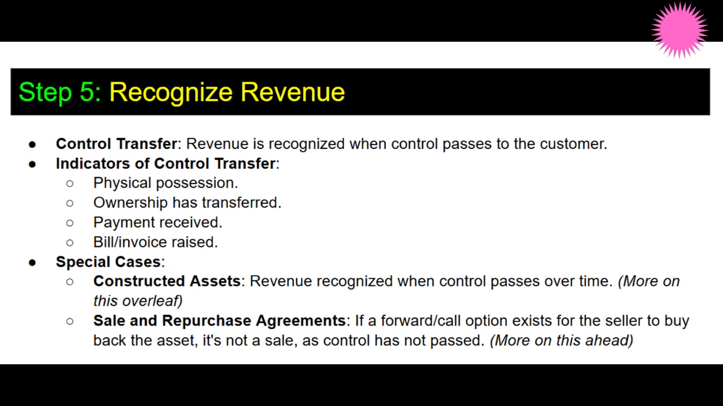So like a construction project where control is transferred gradually, revenue is recognized over time. But if it's a product you buy off the shelf, bam, revenue recognized all at once. Perfect example. And IFRS 15 provides indicators to help companies make that call. Things like physical possession, transfer of legal title, when payment is received. It's all about pinpointing that moment of control transfer. So even the timing of revenue recognition can have a big impact on a company's financial statements.